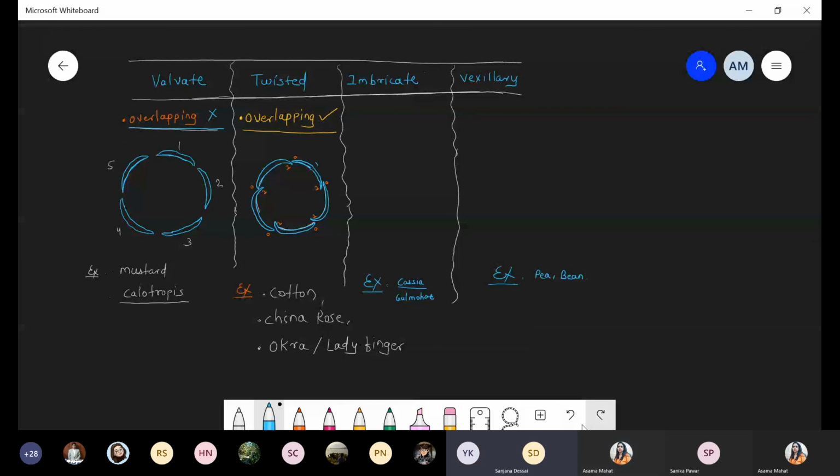Ma'am, the structure which we have drawn for the valvate and twisted, which one is representing sepals and petals? See, you can consider it as a sepal or as a petal, because estivation is the arrangement for sepals or petals. So you can consider it as a sepal, you can consider it as a petal, but both types of this arrangement we are using under the single word estivation. Maybe sepals are showing valvate arrangement, or maybe petals are showing valvate arrangement. Doesn't matter.